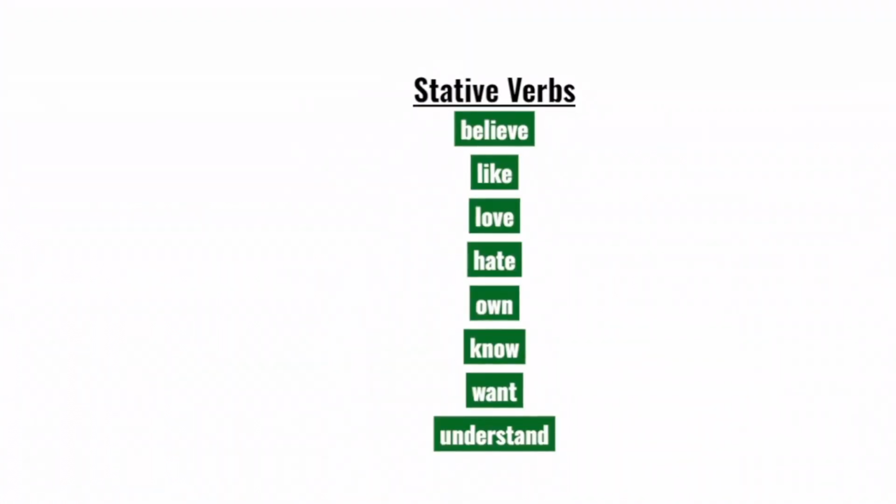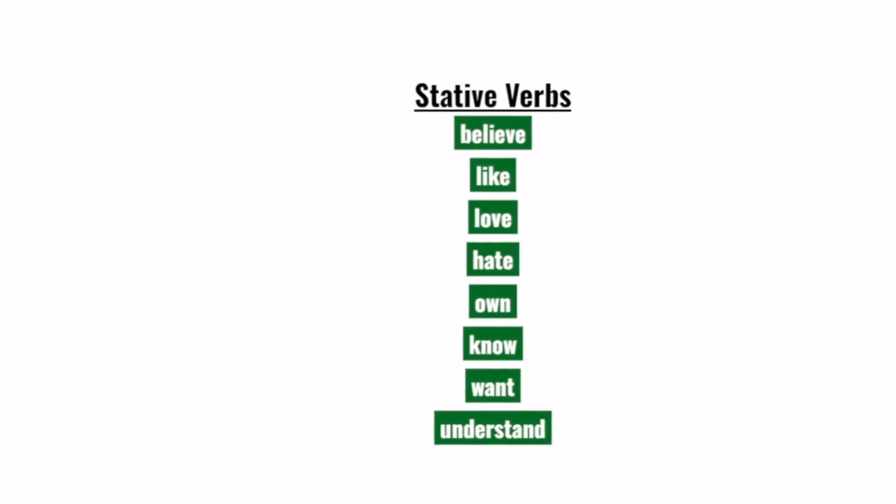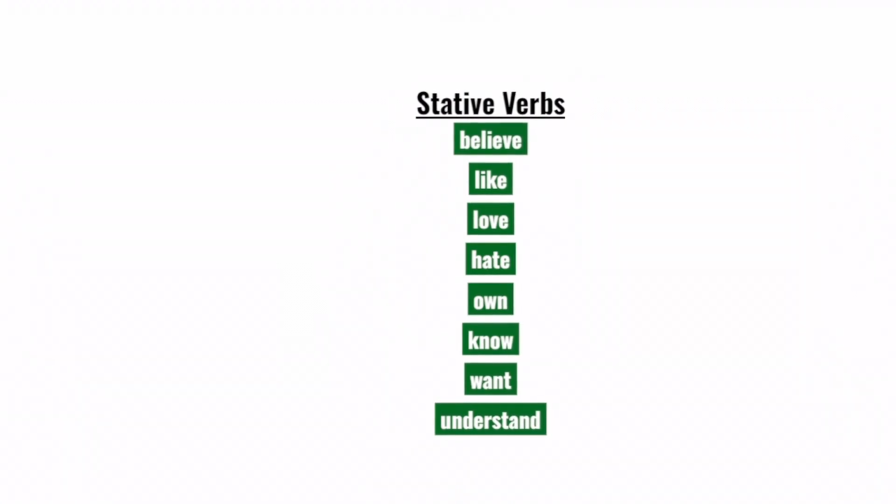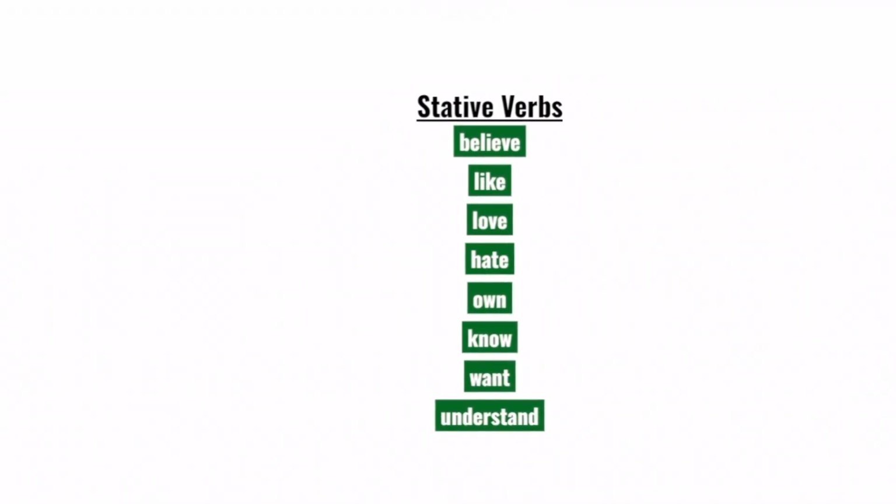Stative verbs. Some verbs represent states or conditions rather than actions, and they are not commonly used in the present continuous tense. Instead, we have to use present simple to express these states. Examples of stative verbs: believe, like, love, hate, own, know, want, and understand.